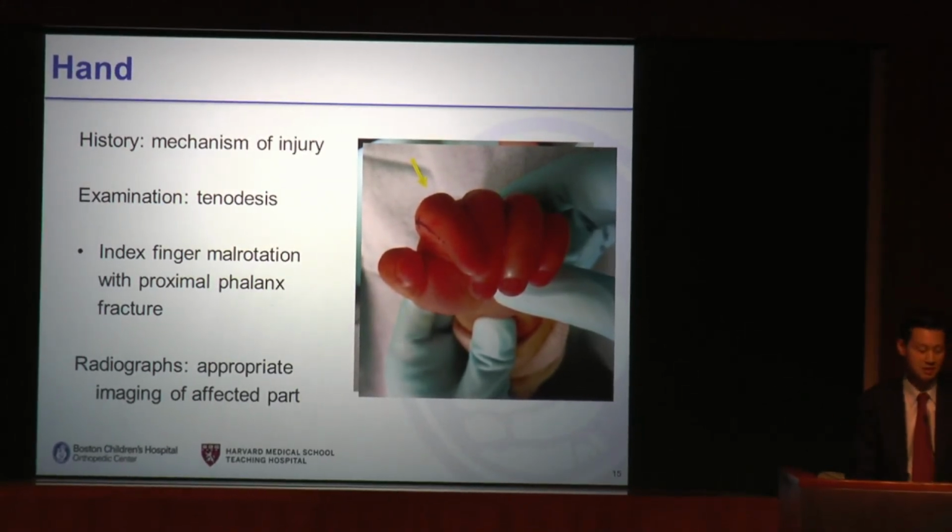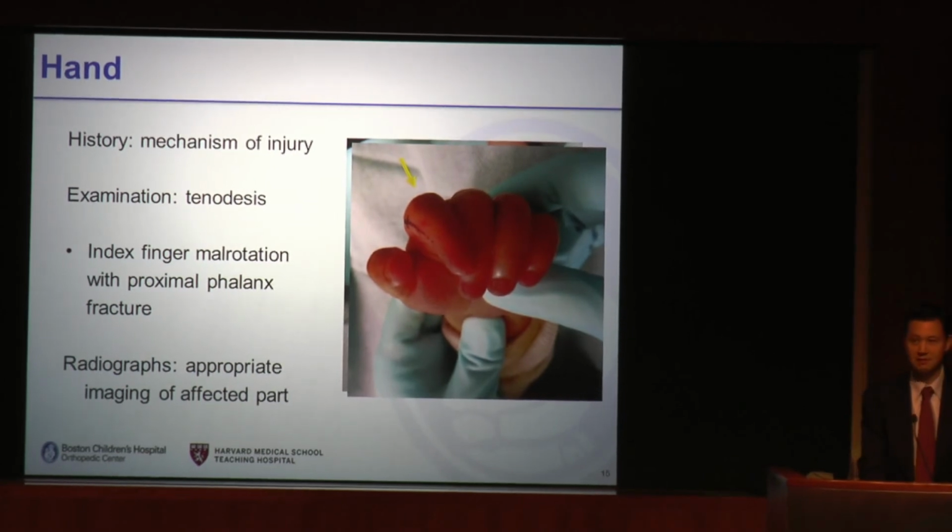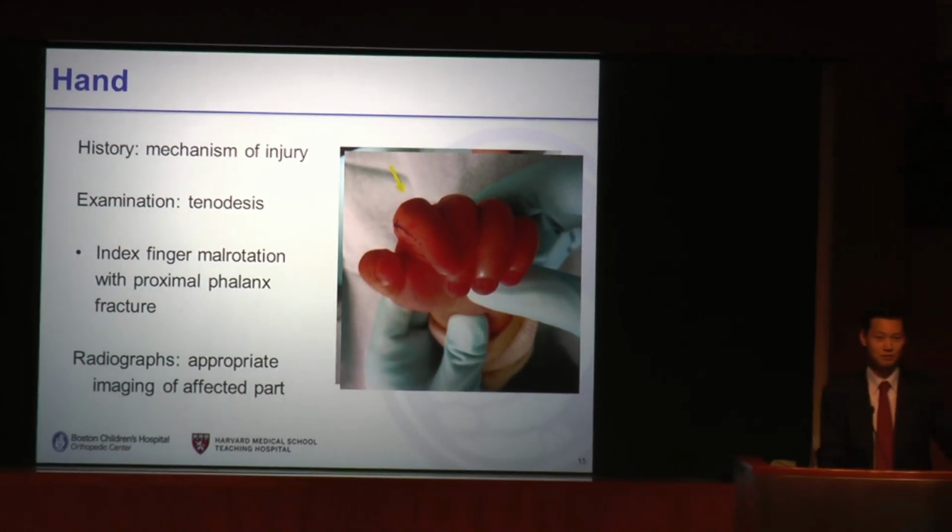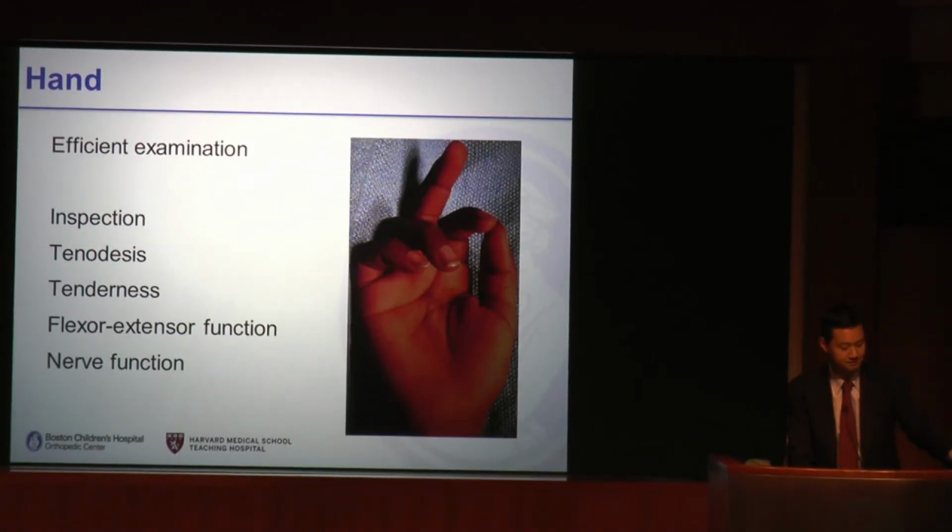So this is the so-called tenodesis maneuver, a very helpful clinical examination tool and very helpful in young children, where you don't actually have to touch the affected or injured part. You can simply move the wrist proximal to the zone of injury.